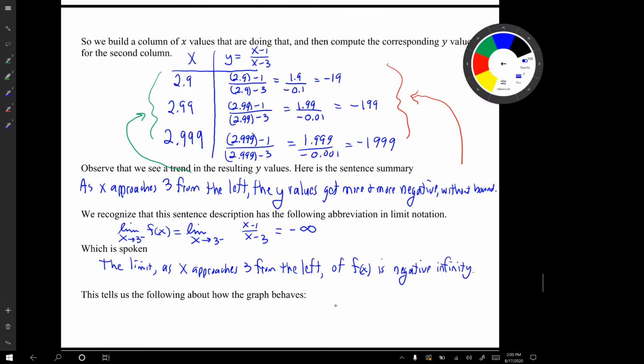And that tells us something about how the graph behaves. It tells us that there is a vertical asymptote. The vertical asymptote has line equation x equals 3, and along the left side of the asymptote, the graph is going down along the asymptote.